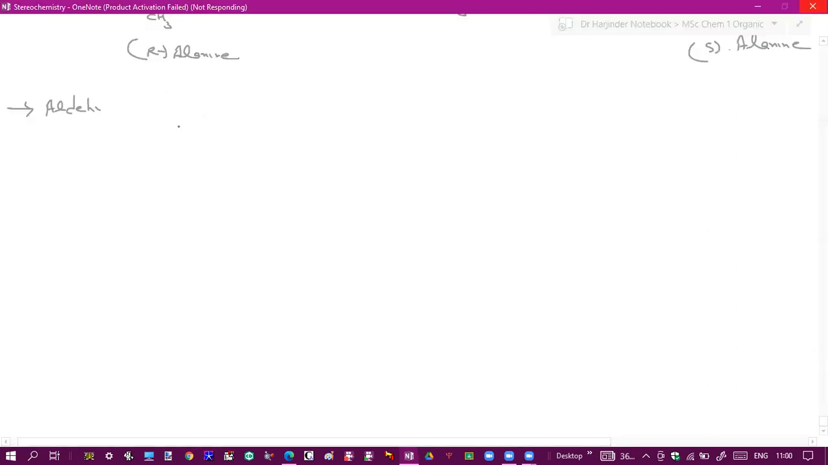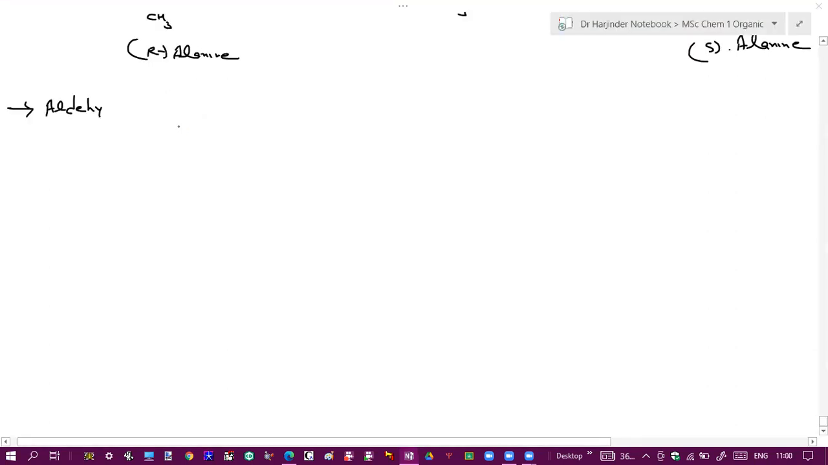Okay, now next is separation of racemic modification of aldehydes and ketones. Suppose you have an aldehyde and ketone and we have to separate its racemic modification. So how can we do this? How can we separate a racemic mixture of aldehydes and ketones?